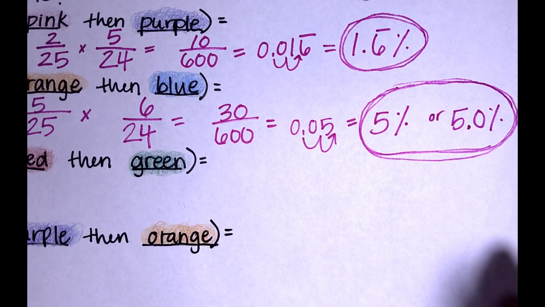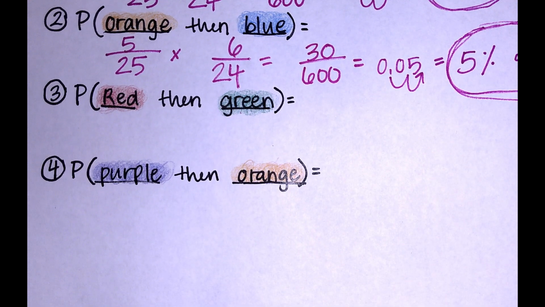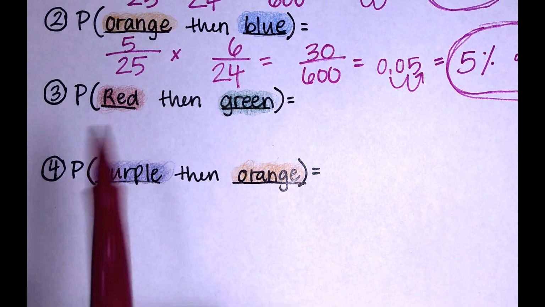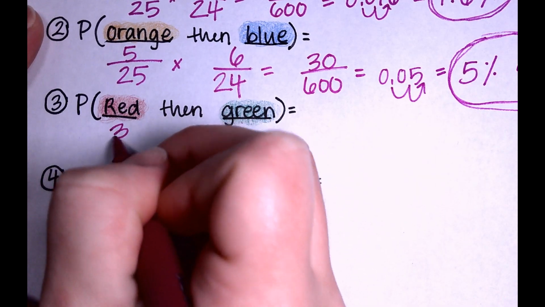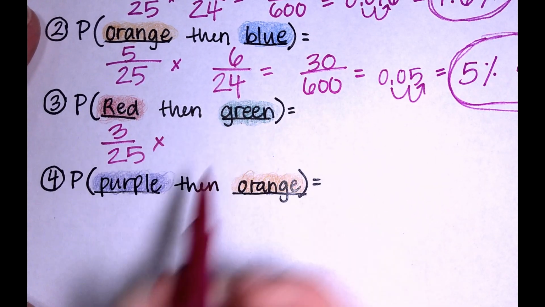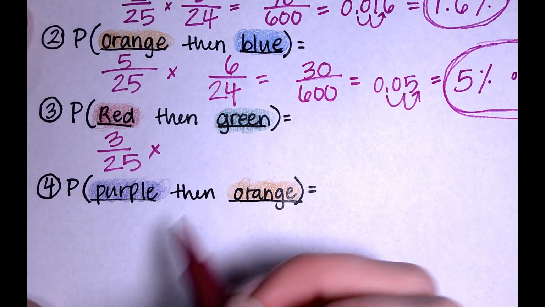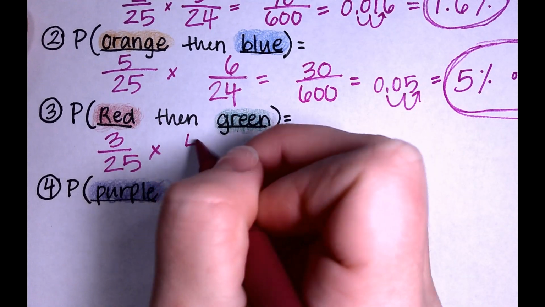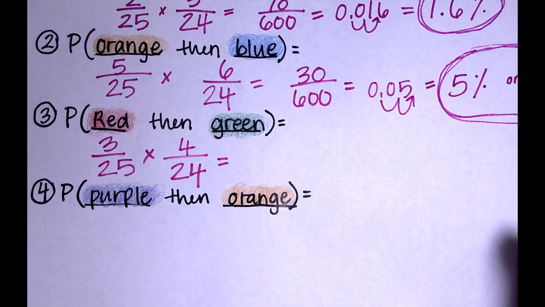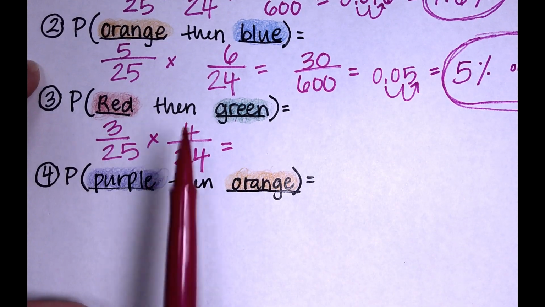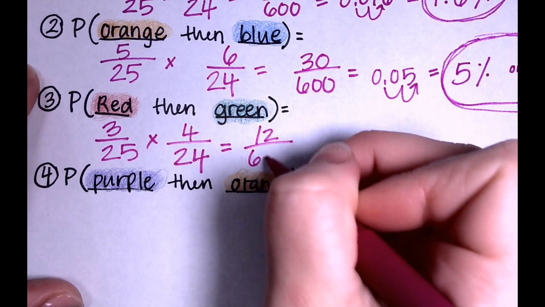2 more. Look at number 3. Now we're doing red, then green. What's the probability of pulling out a red marble the first time? Good, 3 out of 25. And then what's the probability of pulling out a green next? 4, good, out of 24. Okay, so 3 times 4 is 12. 25, 24, 600. Same as the other two.